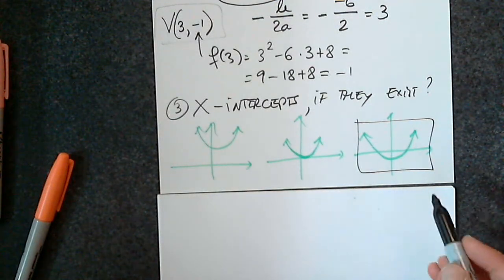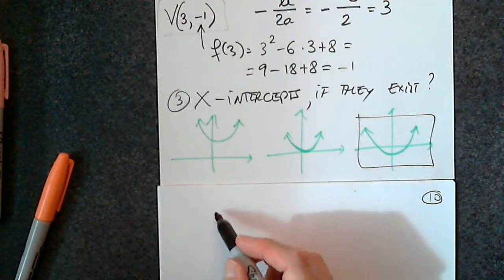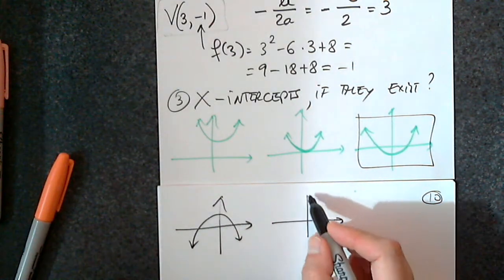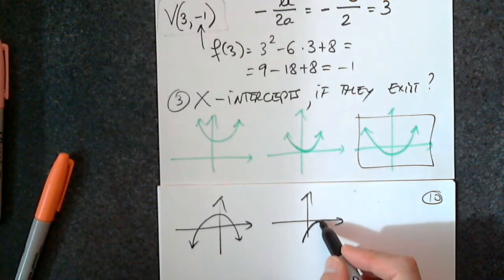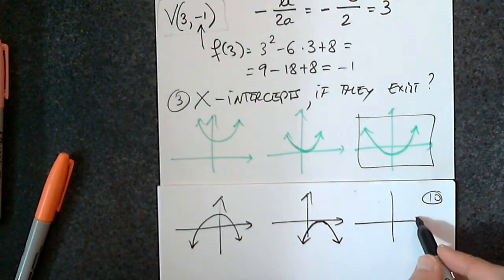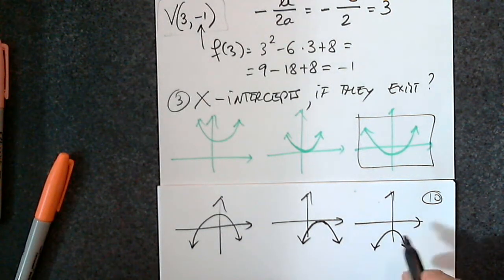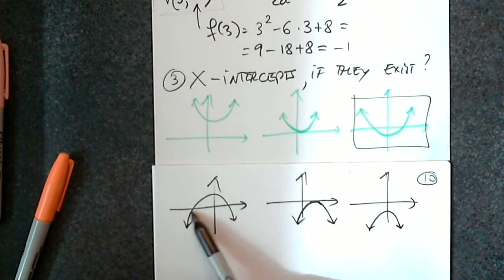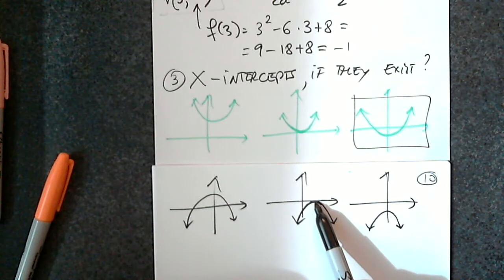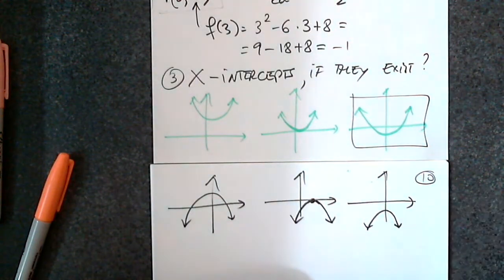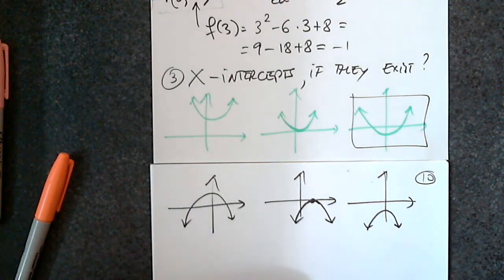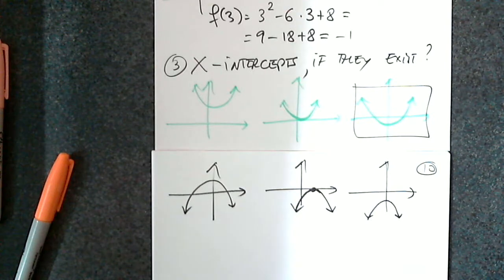In the case of the maximum, we still have the same three possibilities. This, this, and this. If the maximum is a positive number, then it will cross the x-axis twice. If the maximum is 0, this is exactly the x-intercept and the vertex. And if the maximum is a negative number, it will not touch the x-axis.